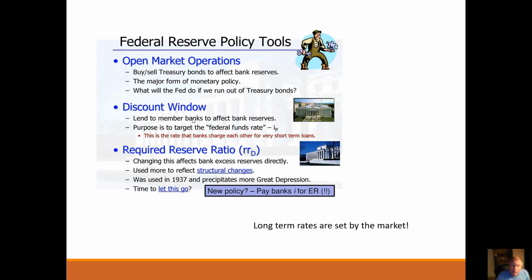And what they're trying to do is target through this the Fed funds rate, which banks pay between each other. They can also change the required reserve ratio, how much banks need to keep aside. And these things here affect short-term rates. Long-term rates are set by the market.